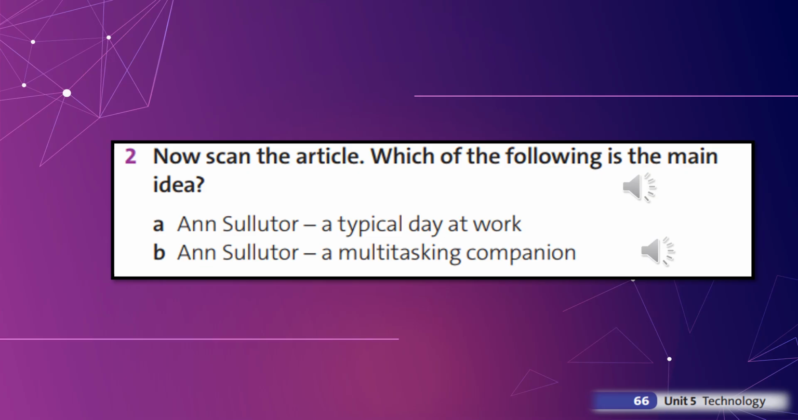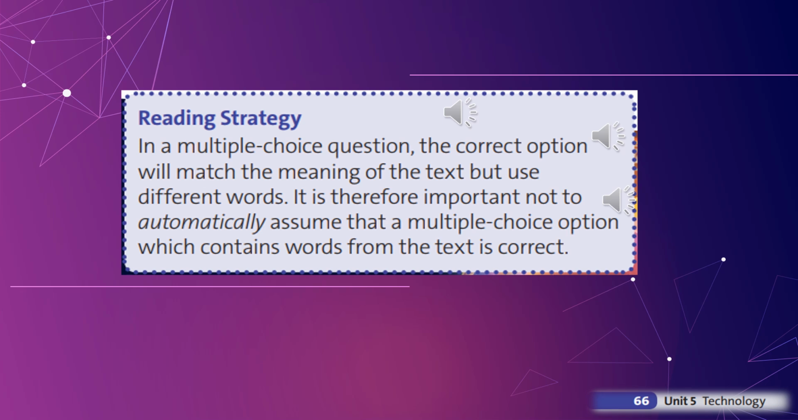Now scan the article. Which of the following is the main idea? A. Anne Sulator, a typical day at work. B. Anne Sulator, a multitasking companion. Reading strategy. In a multiple-choice question, the correct option will match the meaning of the text but use different words. It is therefore important not to automatically assume that a multiple-choice option which contains words from the text is correct.